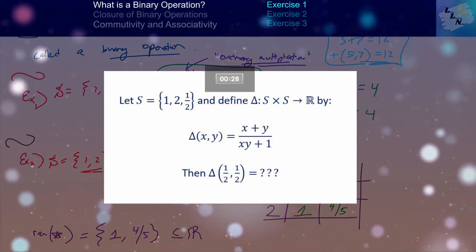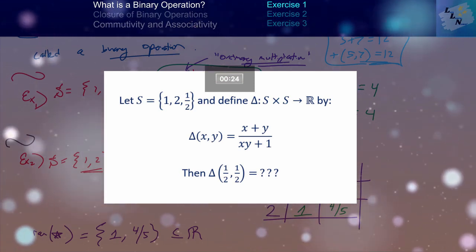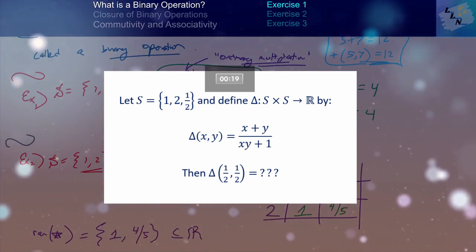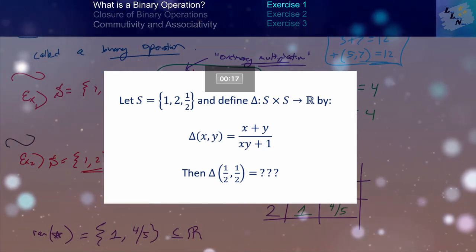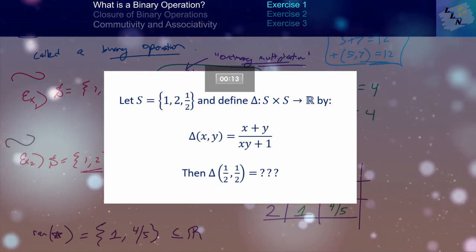Let us define S to be the set containing the values 1, 2, and a half, and define delta to map S cross S into R by delta(x, y) is equal to (x plus y) all over (x times y plus 1). If you use the input values 1/2 and 1/2 as the values of x and y, what will delta map (1/2, 1/2) into?